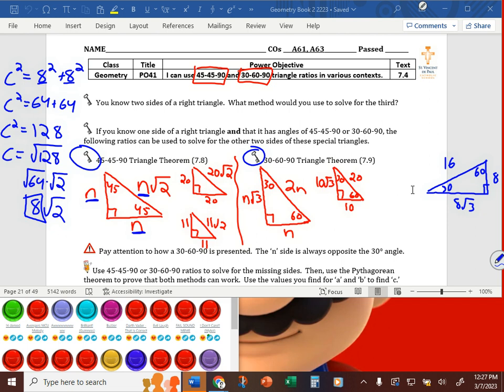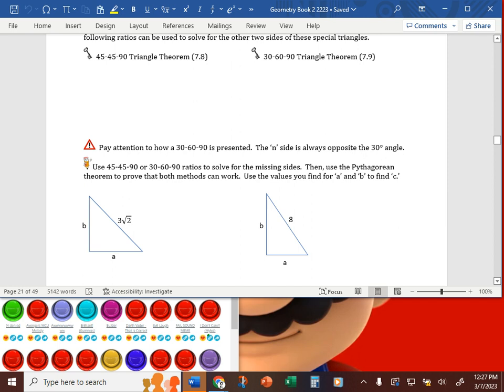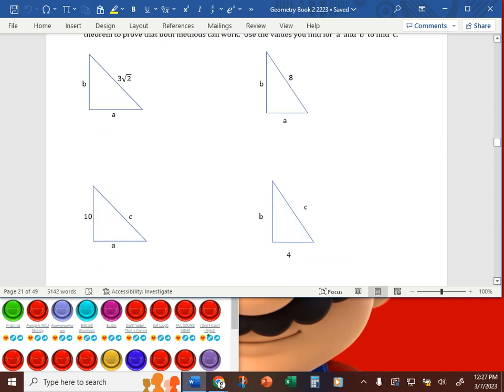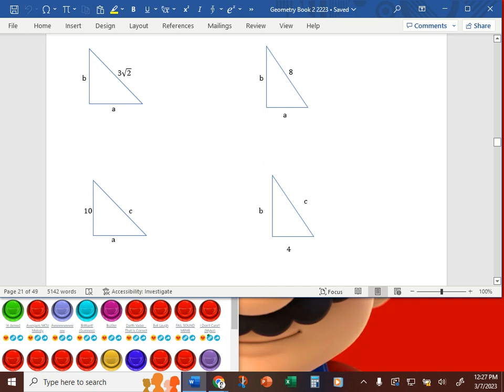All right, let's go down to some more practice down below here. Here are 4 of them. Just at your tables, I'll label this 45, 45, 90. I'll label this one 45, 45, 90. I'll label this one 30, 60, 90. And I'll label this one 30, 60, 90 as well. Go ahead and just take a minute and fill in those missing side lengths using those ratios. Check with the neighbor or work with the neighbor. If you've got questions, I'm here. Mr. Lincoln's here as well. Fill in those missing values for A and B or C.